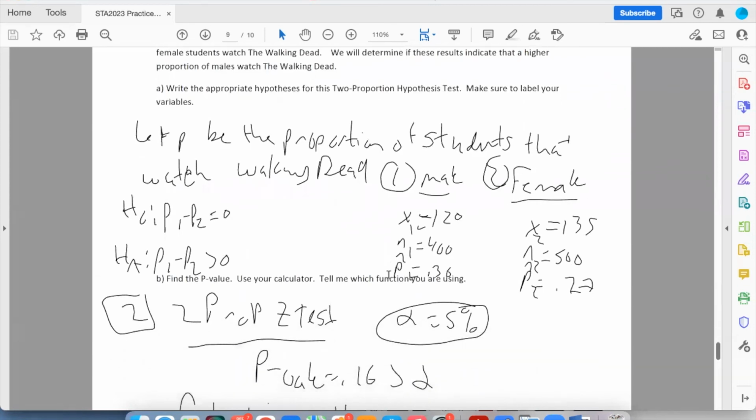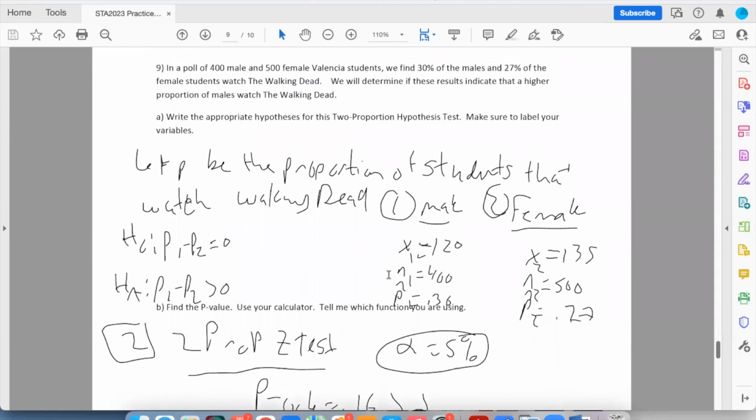Okay, question 9. Again, decide what kind of problem you're doing before you just start plugging numbers in the calculator. Now, everything we've done so far, like test 3 was all proportions, test 4 was all means. Now it's all mixed together. So here, they don't give me a standard deviation. They don't say the words mean or average. This is not a mean problem. It's a proportion problem. The fact that they're giving me percentages is a big indicator of that.